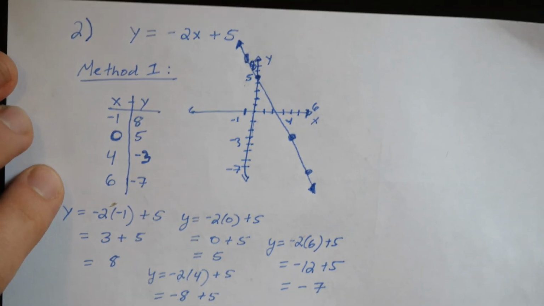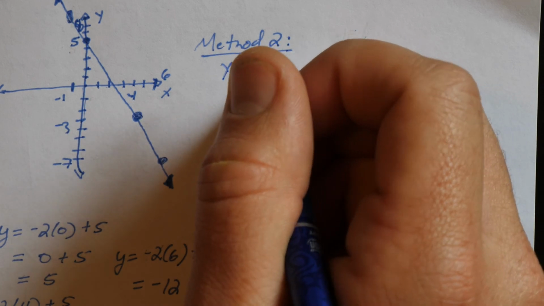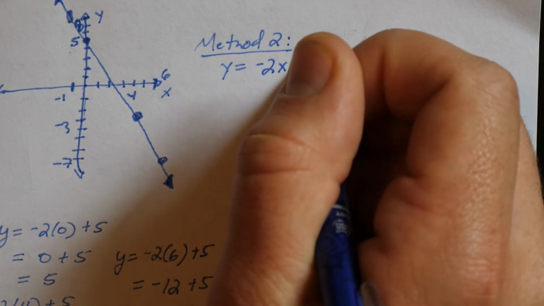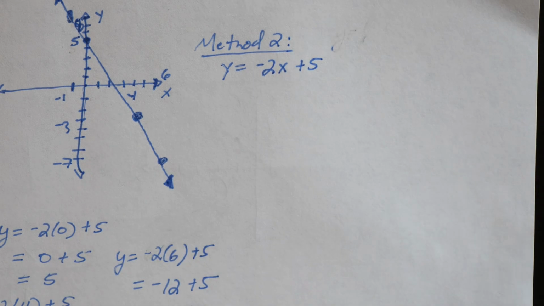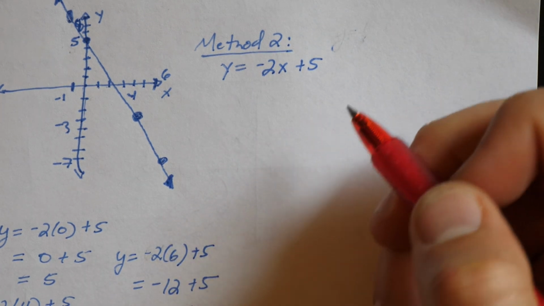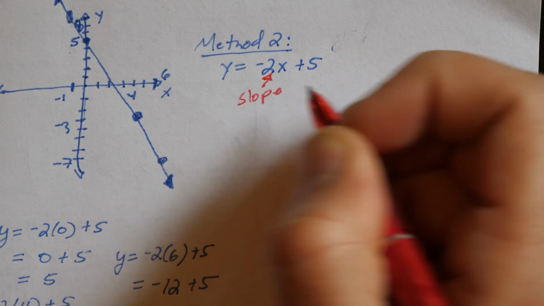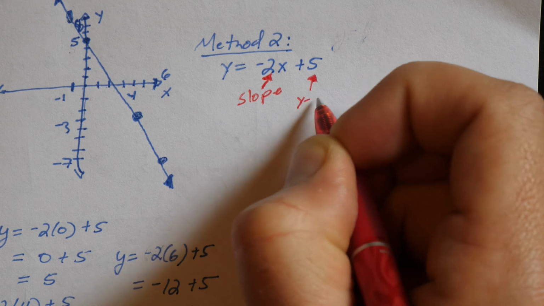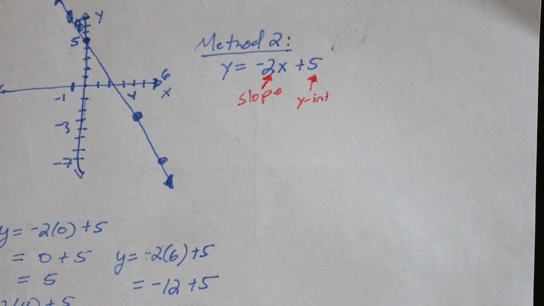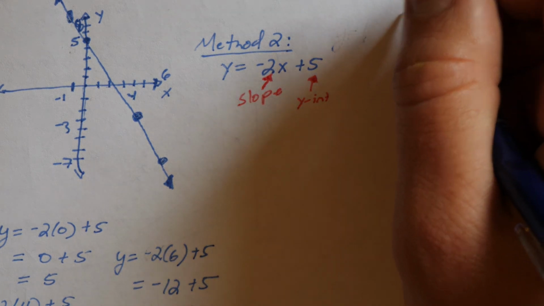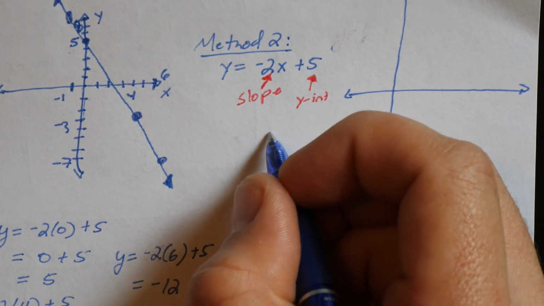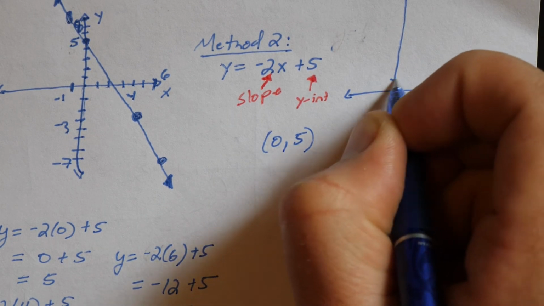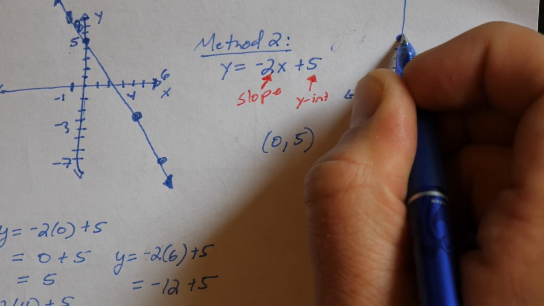Now let's use method 2 and make sure we get the same thing. Okay, so we have y equals negative 2x plus 5. So here we have to identify what's our slope and what's our y-intercept. That's our slope, that negative 2, and that is the y-intercept. Okay, so let's graph this guy. So we start by graphing the y-intercept, which is 0, 5. We go up 1, 2, 3, 4, 5.